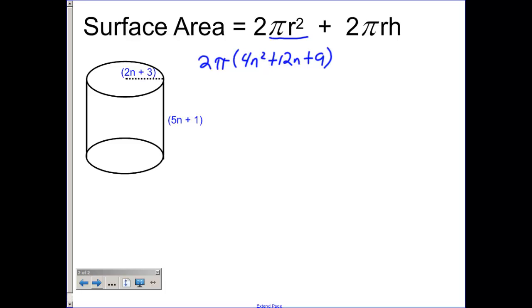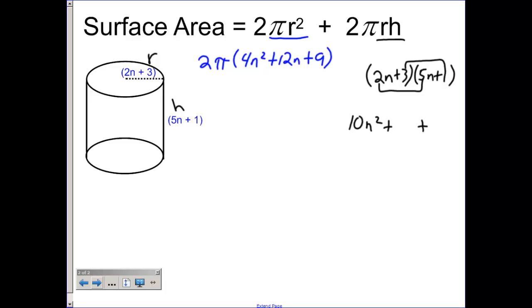And then I'm going to do this calculation somewhere else, r times h. This is my r, this is my h, and unfortunately I'm going to have to multiply that entire thing out. So 2n plus 3 times 5n plus 1. I multiply my first two numbers and I get 10n squared. I'm going to put my plus sign and my plus sign and then multiply the last two numbers, which is going to give me 3. 3 times 1 is 3.